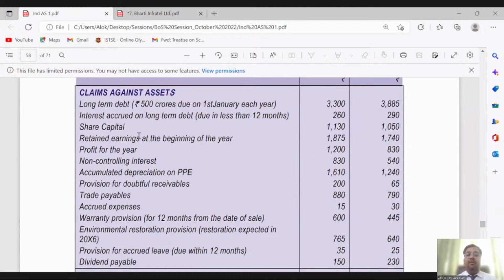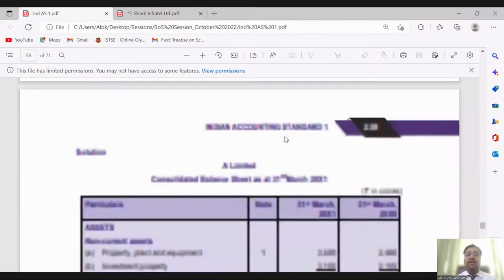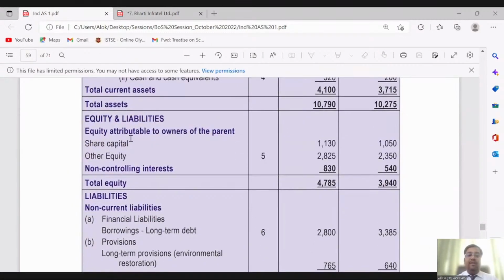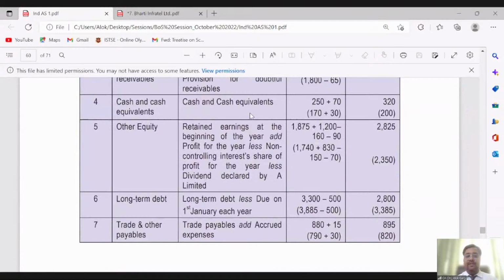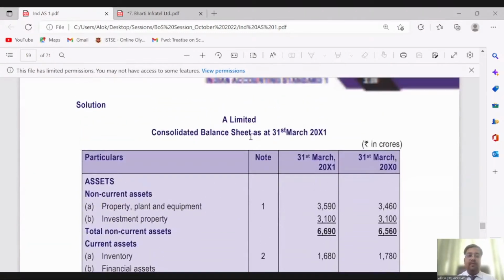Share capital will go into the share capital. Retained earnings at the beginning of the year has been given. It means profit for the year has to be added. Dividend has to be deducted, right? So share capital will go as a separate line item. Retained earning will go under the other equity, note number 5. So when you go to note number 5, you can see opening retained earning plus profit during the year minus profit belonging to the non-controlling interest minus dividend paid. This is my retained earning which has been clubbed under the other equity. Okay.